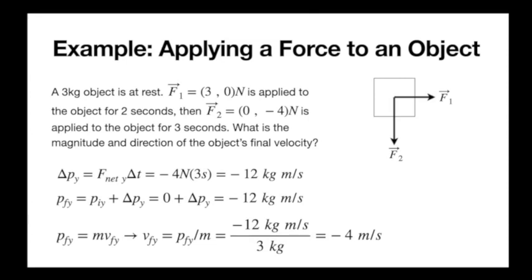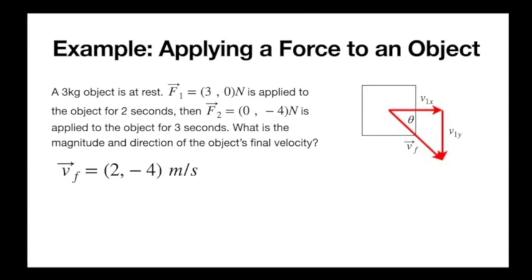So working through the same, if that's the impulse delivered, that's our final momentum for the object. And dividing by mass, we find that the final velocity of the object from the impulse delivered in the y direction is -4 meters per second in the y direction. So putting that together with our x answer, we get our final velocity is 2 meters per second in the x direction, -4 in the y.